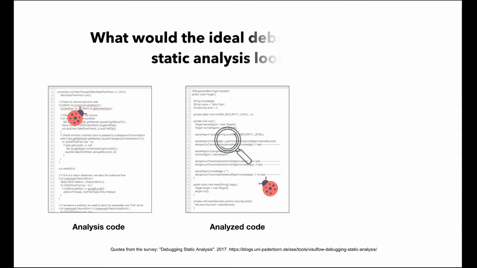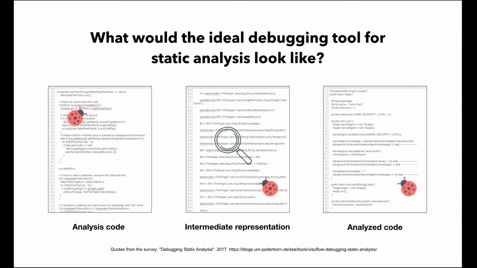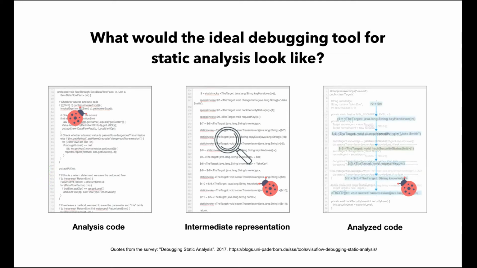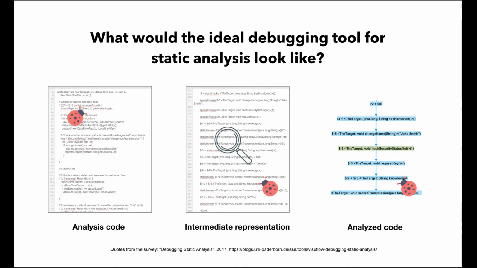So we asked them what they would like to have to help them debug static analysis. To see the intermediate representation of the analysis. The ability to step through my analysis code, for example, for a particular region of my code under analysis. Graph-based debugging. Having direct access to all intermediate results at any given point.